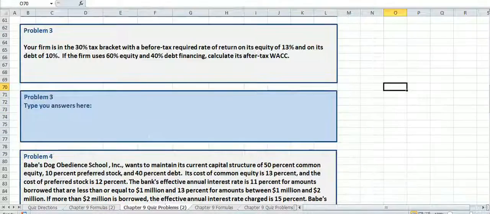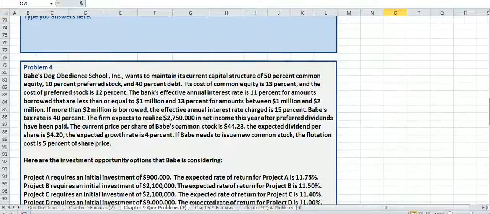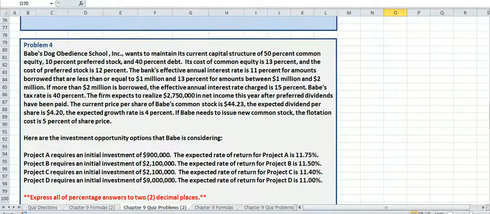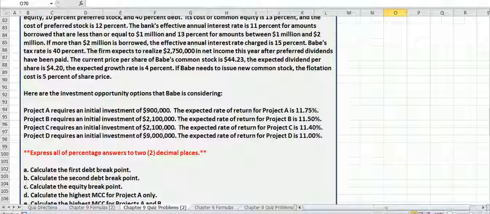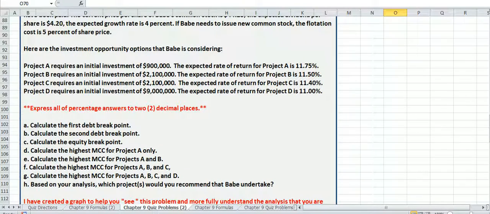Problem 4 is probably the tough one. Read through this very carefully. I want to know the first and second break points for debt. I want to know the equity break point, and then I want you to calculate the marginal cost of capital for the projects as they accumulate.